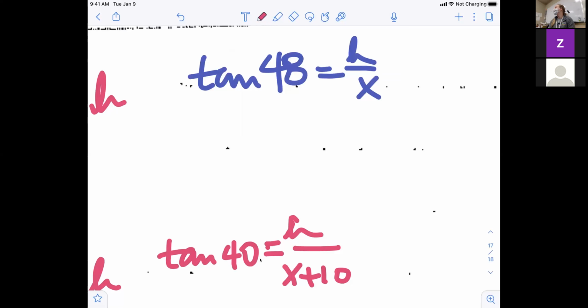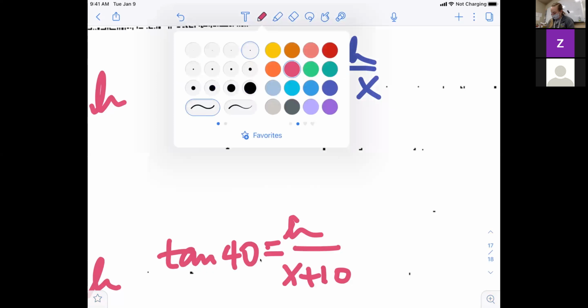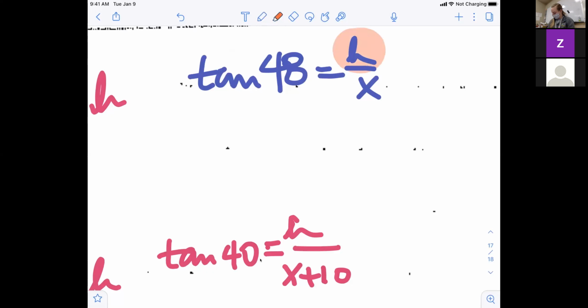I can't do that. So what I need to do instead is substitution. If I can substitute using a system of equations, then I can find one variable and plug that back in to find the other one. So which one do we think is going to be easier to solve for, h or x? I think h is going to be easier too, Brooke. Because what do I need to do to get h by itself? Multiply by x.